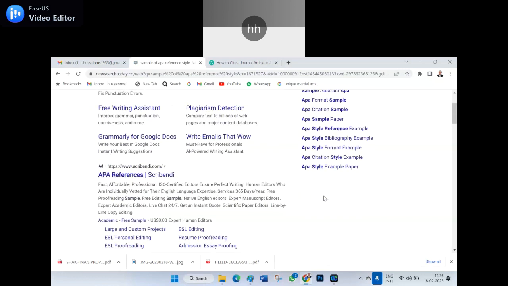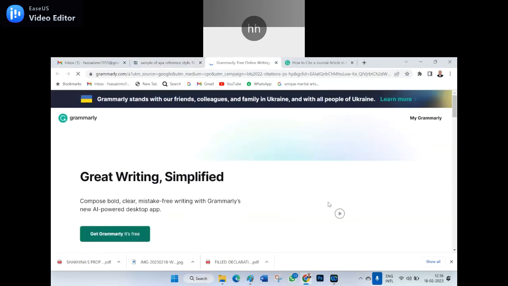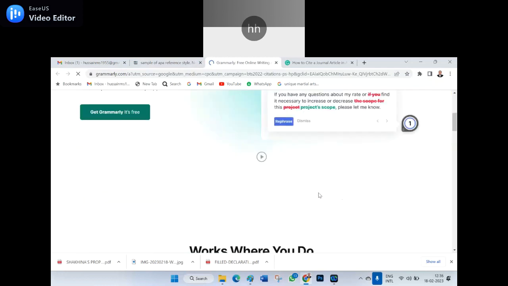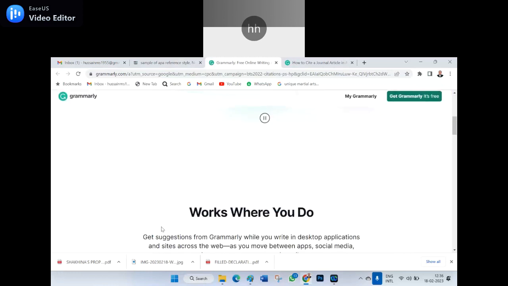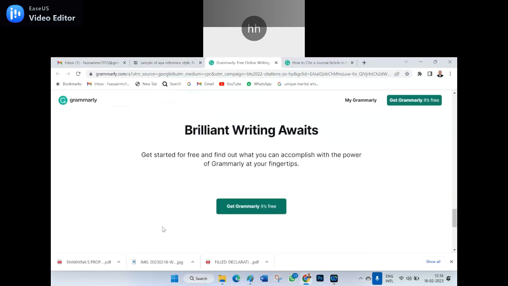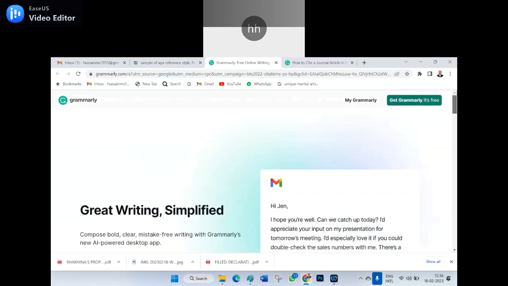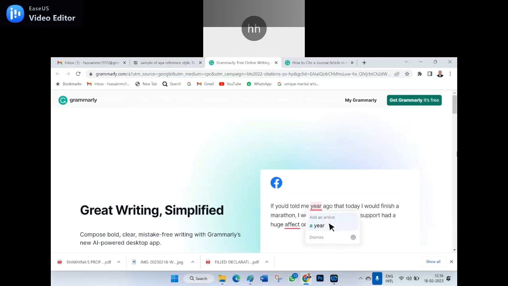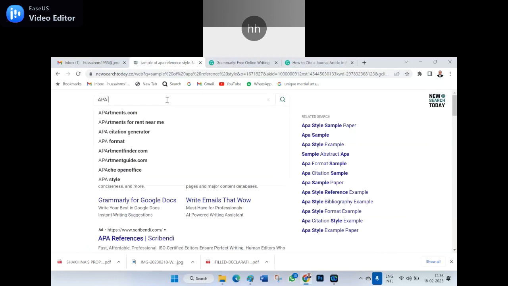APA reference list example, APA references, yes, this list example that we see, how it looks, the APA style, and great writing, of course, this is about what's where you get it, no. So, great writing simplified, beyond the grammar and spelling, everyone can write with confidence. No, we want to get that APA model of writing, not Grammarly. This is about Grammarly. No, we are not asking for Grammarly. We are asking for how to write a reference. APA style referencing we want.